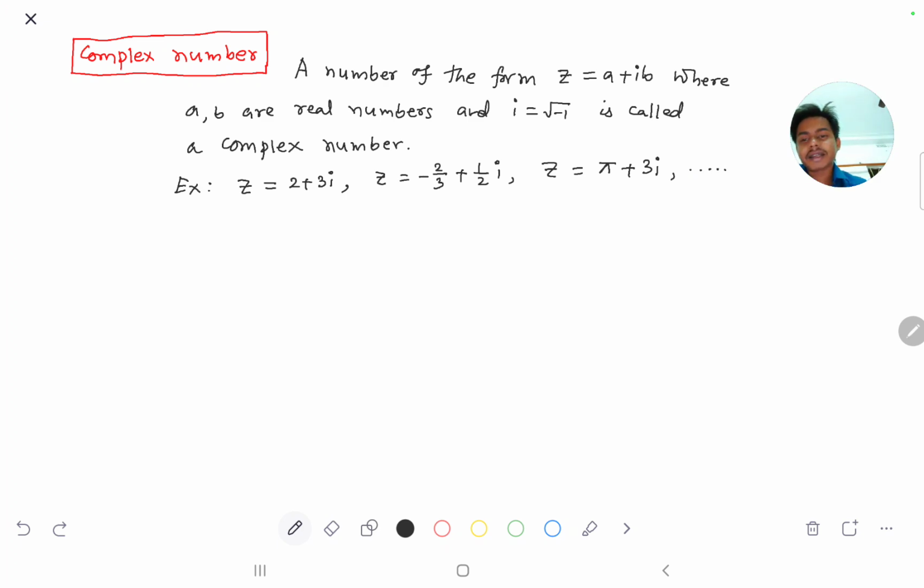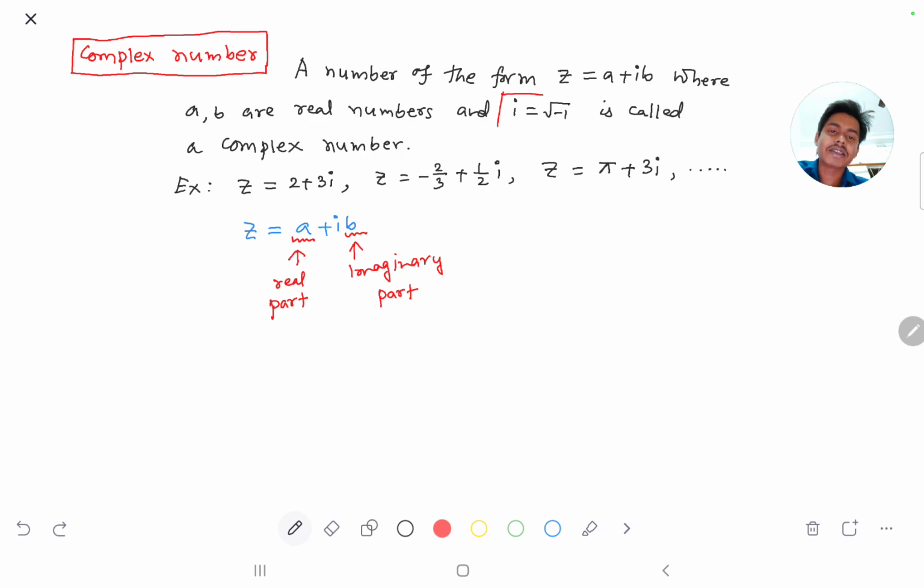So observe that if we take any complex number z equals a plus ib, then we can think that the complex number will have two components, this a and the coefficient of i. So this a is called the real part of z and this b we call the imaginary part because it is the coefficient of i, and i is the square root of -1.